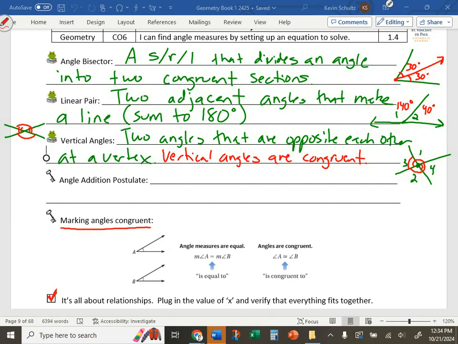The angle addition postulate. What was the segment addition postulate again? Back in CO2? The parts of a segment add to the whole. The parts of a segment sum to equal the whole segment. This is very similar. The parts of an angle sum to equal the whole angle.